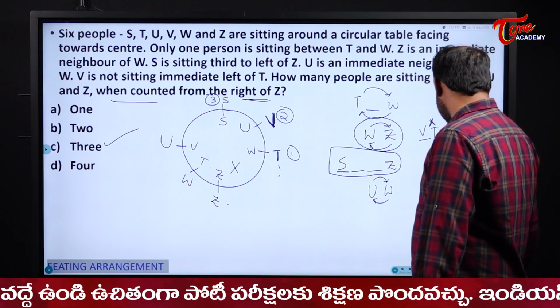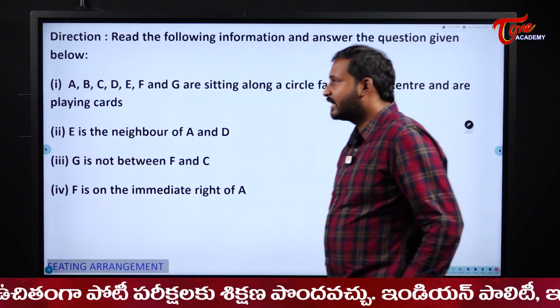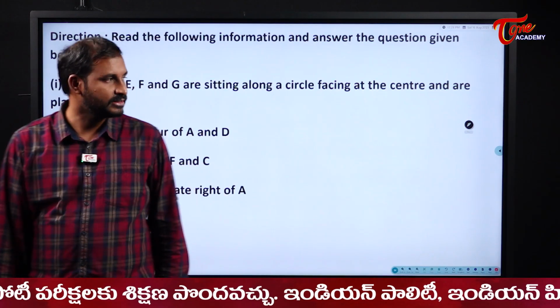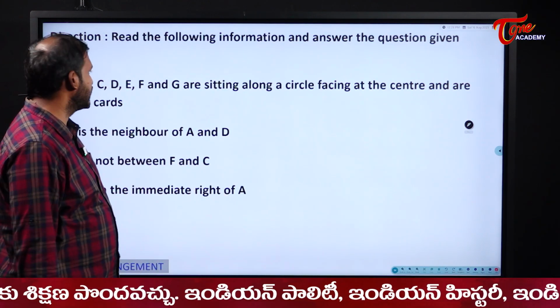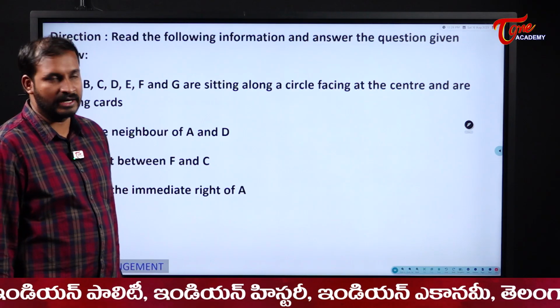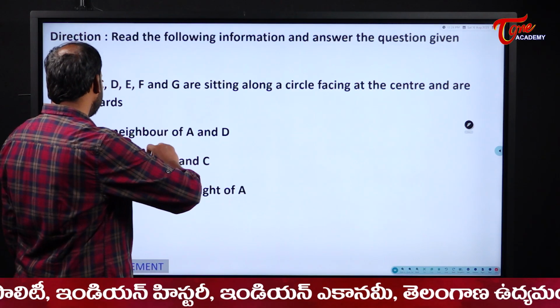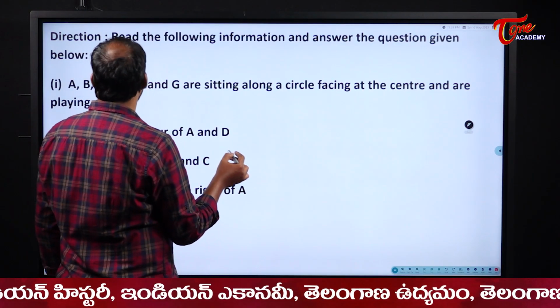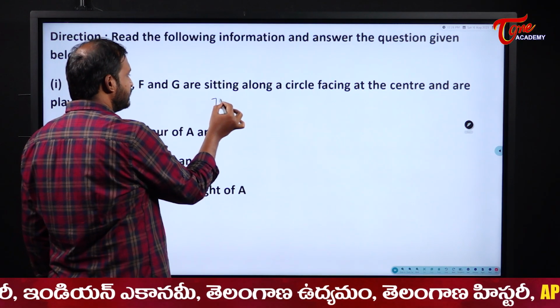Okay. Next one. Now, read the directions and answer the question for us. ABCD are sitting around a circular table and are playing cards. Playing cards means all will face inward. E is the neighbor of A and D. Okay, total 7 people are sitting.